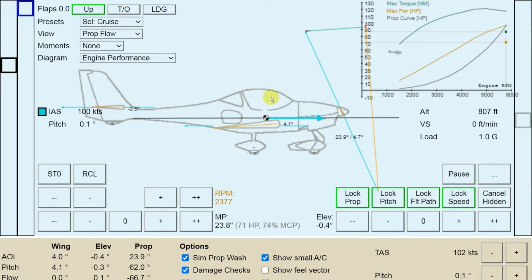Unfortunately, this again means that we are losing power. Additionally, the need to throttle back increases our workload. Next, let's see how our constant speed propeller behaves at 100 knots. For this, we will again unlock the propeller, which will convert it back to a constant speed propeller. Let's unlock it. And here we see that the constant speed propeller does not exceed its speed limit.